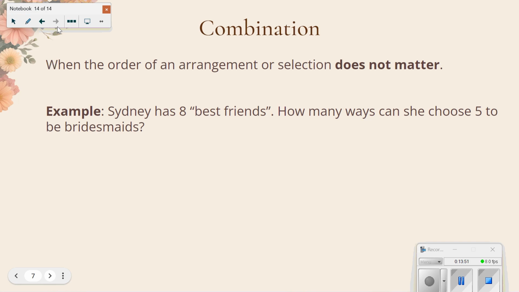So for here, Sydney has 8 best friends, and she wants to know how many ways she can choose 5 to be bridesmaids. They're all being selected, a part of the crew. It does not matter the order in which they're chosen. So see if you can come up with this situation. This one's a little trickier. Did anyone come up with any situations here to figure it out?